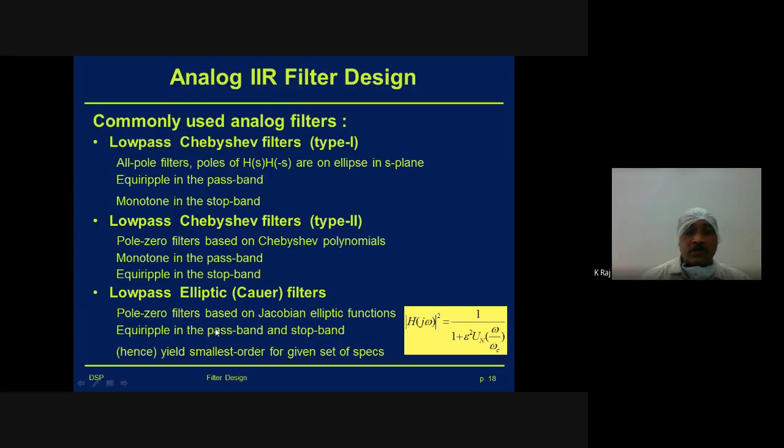So what is the gain of this one? We will get here a smaller transition band, and we will yield a smaller order for a given set of specifications here.